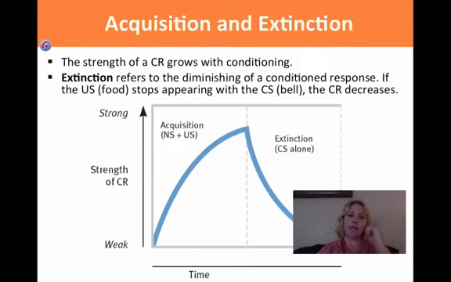So what is extinction though? Well, the strength of a CR grows with conditioning. The more you condition, the more acquisition there is, the stronger the conditioning. Extinction refers to the diminishing of a conditioned response. If the unconditioned stimulus, in the case of Pavlov food, stops appearing with the conditioned stimulus, bell, then the conditioned response starts to decrease. So if this conditioning is not continued, then we definitely are going to start to see what we call extinction, which means that the conditioned response goes away.